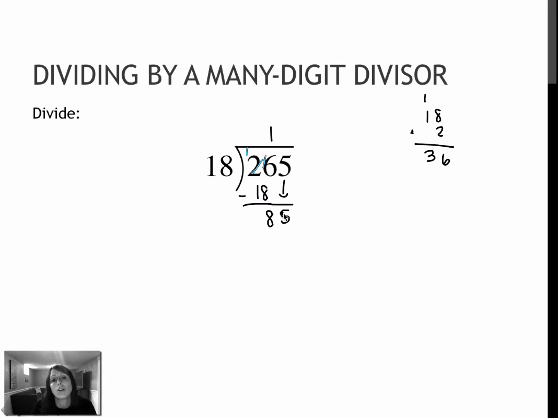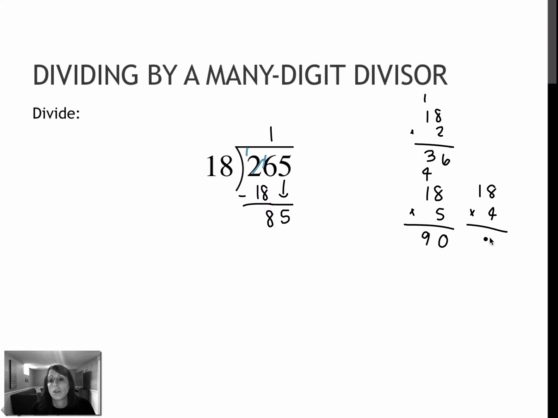And so again, you're kind of just doing your best guess. So it looks like maybe a 5. I'm going to try it. 18 times 5. 5 times 8 is 40. 5 times 1 is 5, plus 4 is 9. And it looks like I went too far. So it's probably 18 times 4.